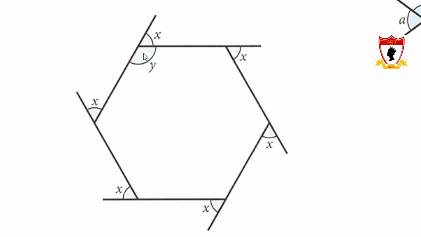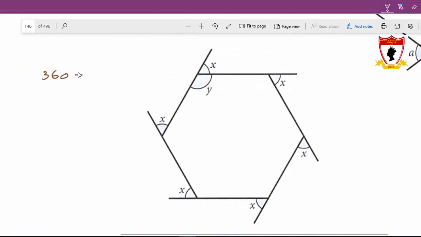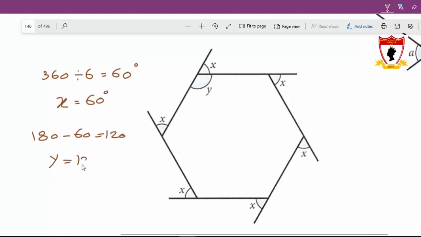To find the value of angle X and angle Y, as you see, there are a lot of X's. They are all equal and they are all exterior because they are outside of the shape. This shape has 6 sides. It's a regular hexagon. Then to find an exterior angle, we always divide 360 by the number of sides. Here we have 6 sides. 360 divided by 6 is equal to 60 degrees. So X is equal to 60 degrees. We got the exterior. And to get interior angles, we can always say 180 minus exterior gives you interior. 180 minus 60 is equal to 120. So Y, which is an interior angle of this regular hexagon, is 120 degrees.